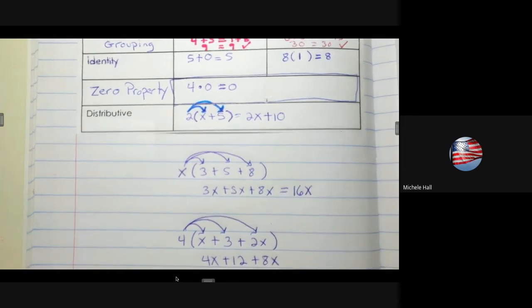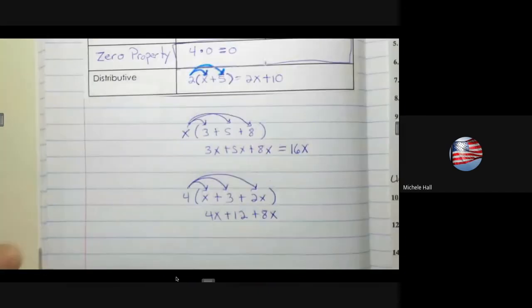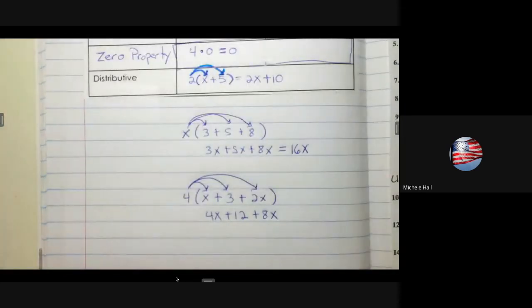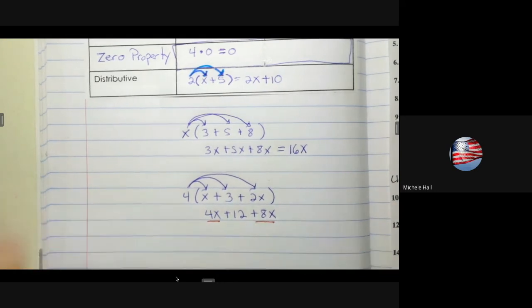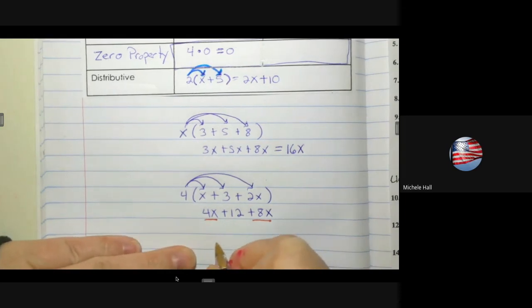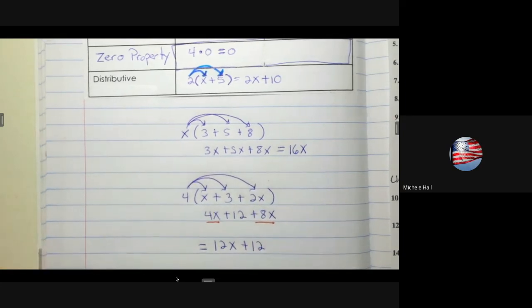Do I have anything in this expression that I could simplify? I see that I do have something that I could combine together. I have an x term, 4x plus 8x. 4x plus 8x equals 12x, and then I still have plus 12. Final answer.